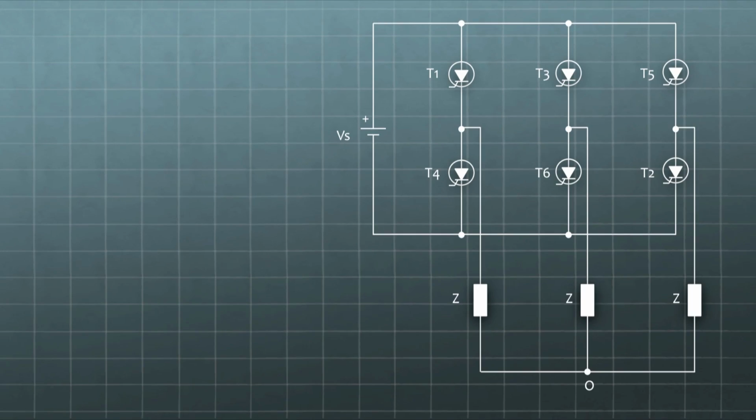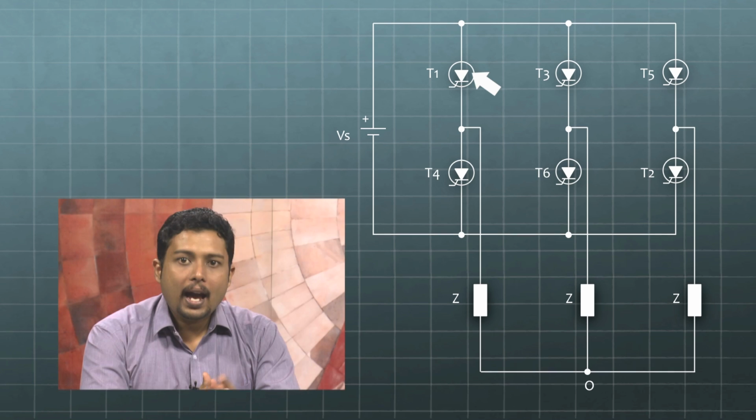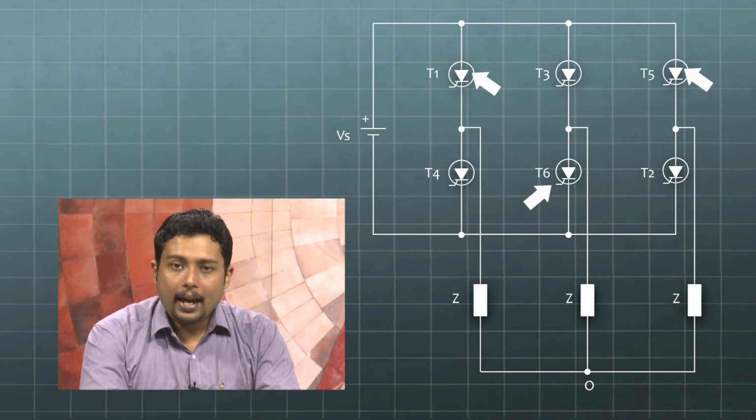Now let us analyze its operation. At the beginning of conduction, switch T1 starts conducting, but we already have T6 and T5 conducting. So now 3 switches are active with 2 switches from the upper group, which are T1 and T5, and 1 switch from the lower group, which is T6. So drawing the resultant connection diagram, we obtain the equivalent circuit as shown in the figure.